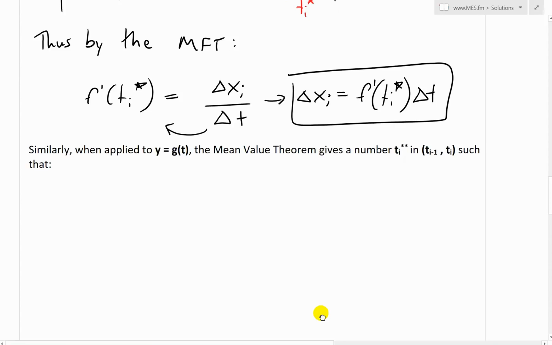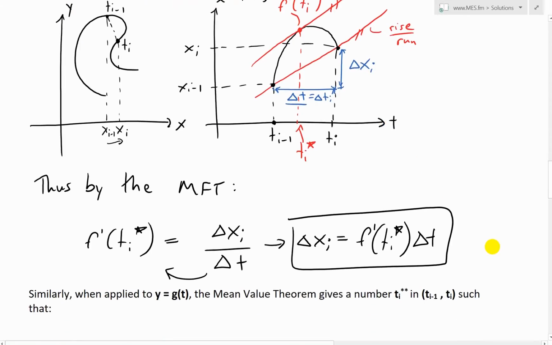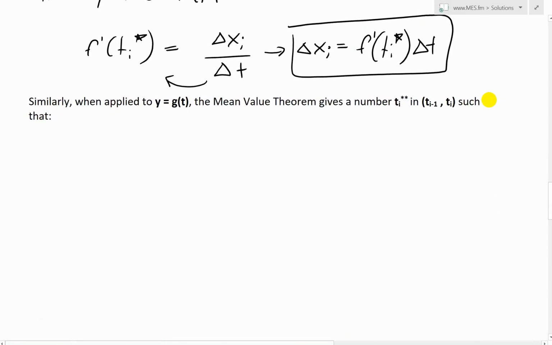And now similarly, when applied to y equals g of t, the mean value theorem gives t_i double star, another t value in t_{i-1} to t_i, such that we could do basically the exact same thing, but instead of dealing with x, we deal with y, and we could draw y on the vertical side, whatever graph you want. It's basically going to be reinventing the wheel, so you could play around with it yourself. It's going to be exactly the same, but instead of x, we switch the values to y. So if we apply the mean value theorem, we have delta y_i.